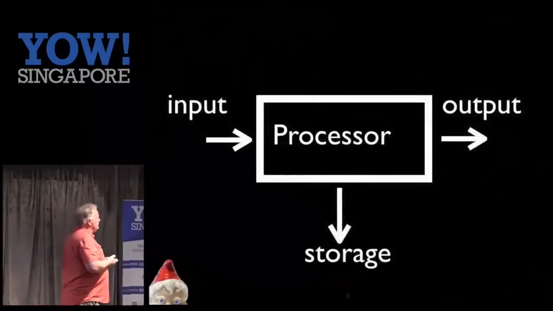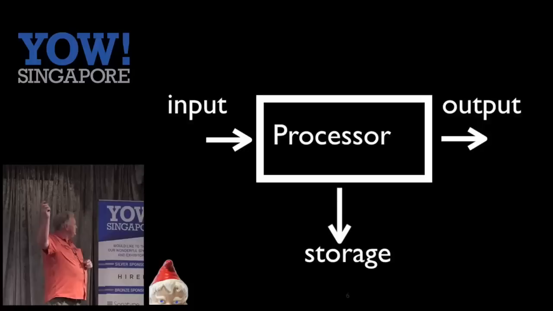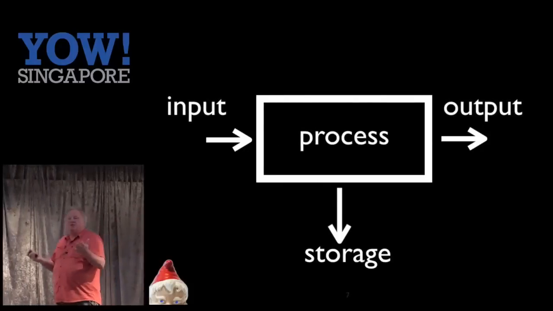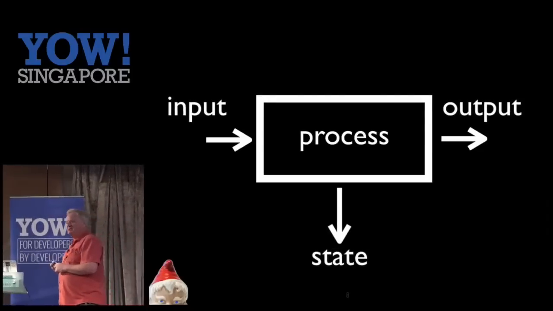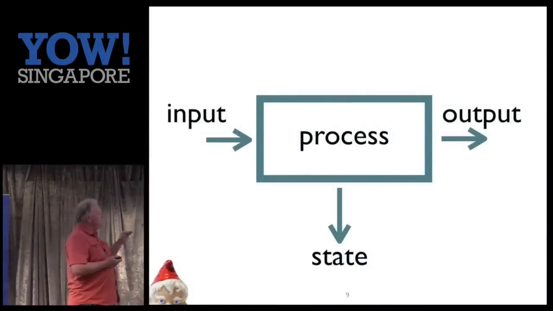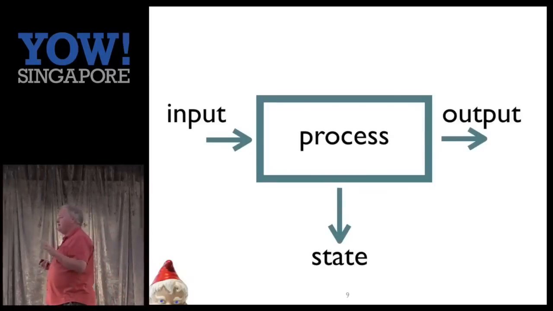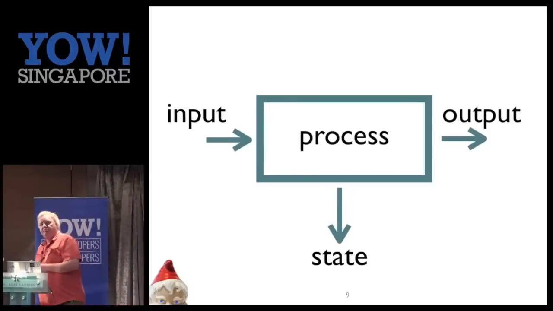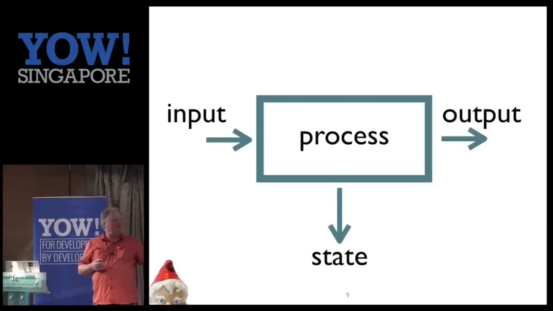So let's tidy this up just a little bit, and make it more relevant to today. So rather than processor, let's have process, because the same thing applies. And rather than having storage, let's think of it as state. So what we have is our programs are simply a process that takes an input, produces an output, and manages state at the same time. So in the process of taking your input and producing your output, you may or may not update some local state to that process. And that's kind of like an object as well.